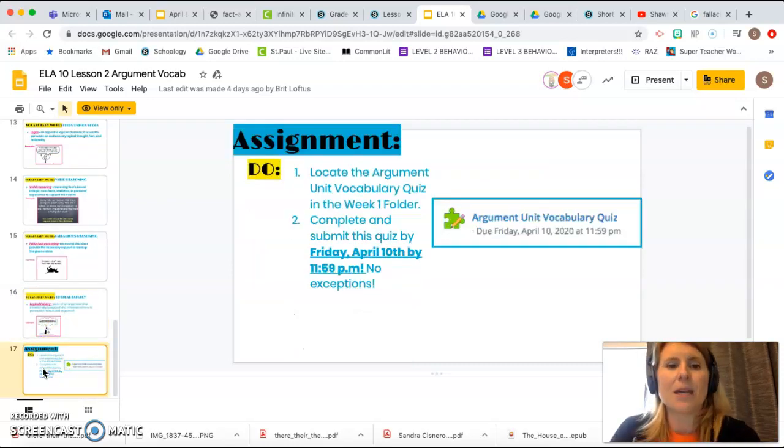All right, here's the end. Your assignment. You're going to find the argument unit vocabulary quiz in the week 1 folder, and then you're going to complete and submit the quiz by Friday at almost midnight, okay? That's when it's going to be due. So study those words. I hope you took some notes. Go back, listen to me talk again if you want, or don't listen to me talk if you don't want. I'm not offended. But go ahead and submit that, and then you will get a grade from Ms. Loftus and I by the end of the week.